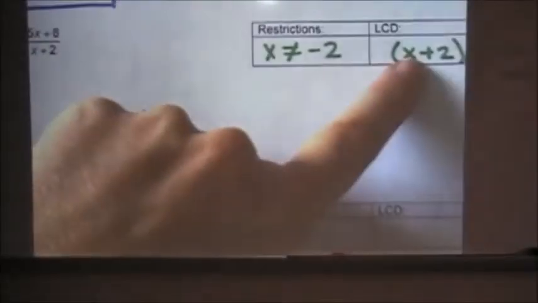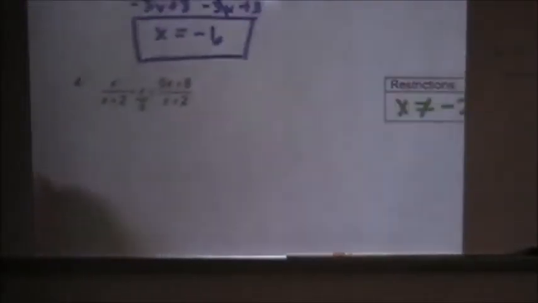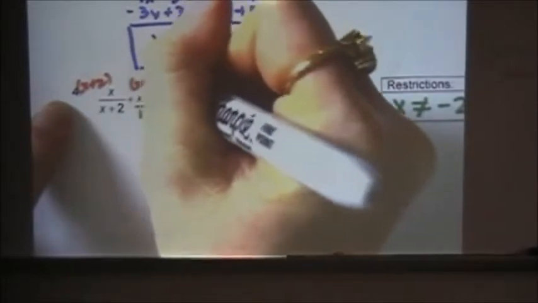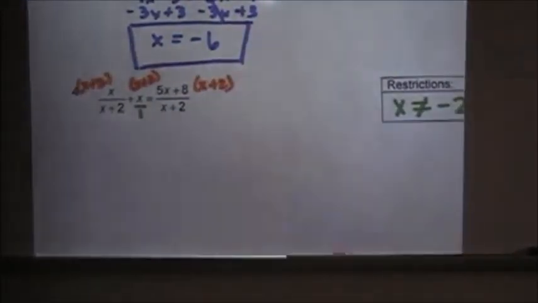My last term, or my fraction over here, has an x plus 2. I've already written that in the box, so you don't have to write it again. So my LCD is x plus 2. Every term in my original problem is going to be multiplied by x plus 2. My first term, my middle term, and my last term will all be multiplied by the LCD.